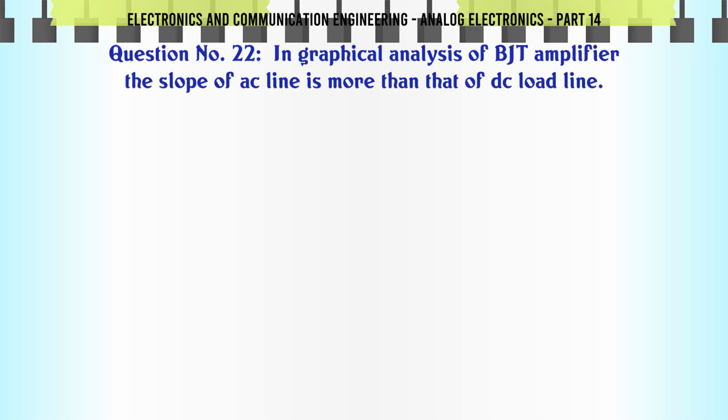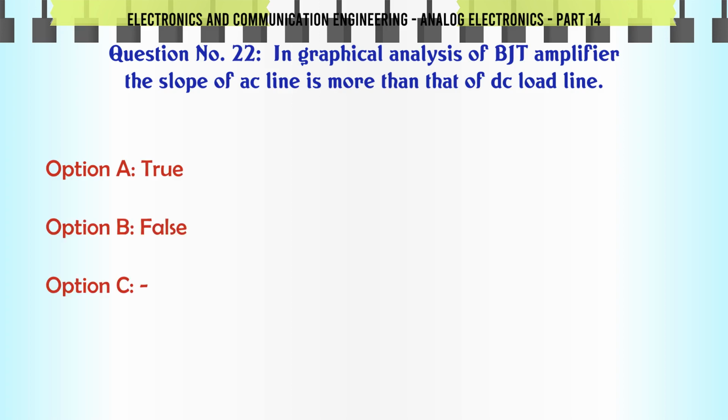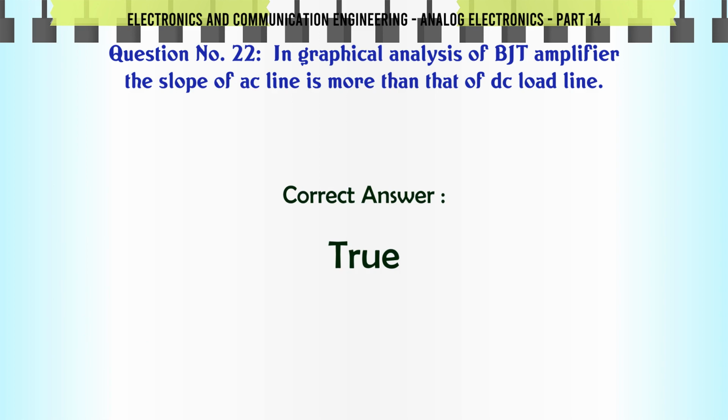In graphical analysis of BJT amplifier, the slope of AC load line is more than that of DC load line. A. True. B. False. The correct answer is true.